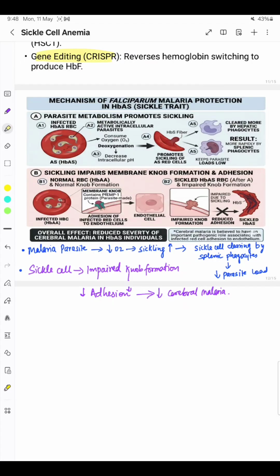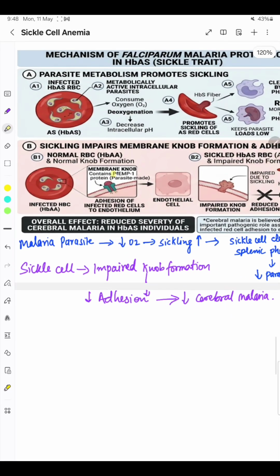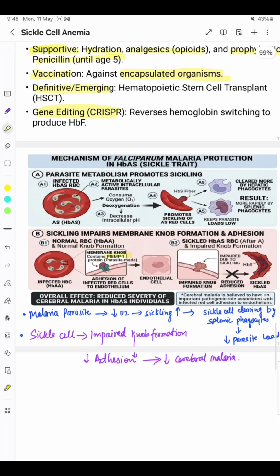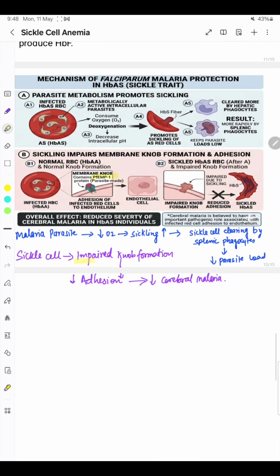And the second mechanism is that normally RBC, with the help of PfEMP1 protein, which is a parasite-made protein, form a membrane knob which increases the adhesion of these RBC to the endothelium of cerebral vessels. But in sickle cell there is impaired knob formation, which ultimately decreases the adhesion of these RBC or sickle cells and decreases the risk of development of cerebral malaria.